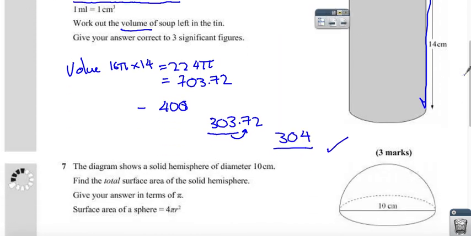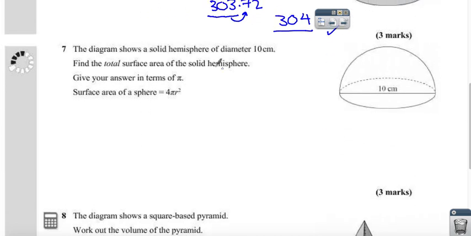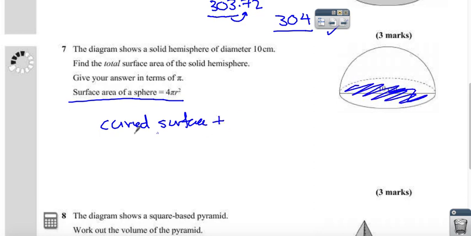Okay, question 7. Okay, asks you for the total surface area, and you're given the surface area formula here. So surface area, we have the curved surface, but we need to add on the bottom. So we're going to plus this bit on the bottom, which is a circle. So the curved surface plus the flat surface. The curved surface is 4 pi r squared, and we're adding on the flat surface, which is pi r squared.